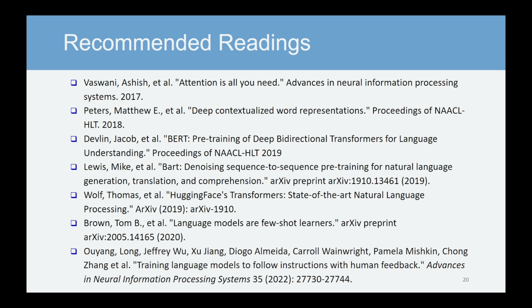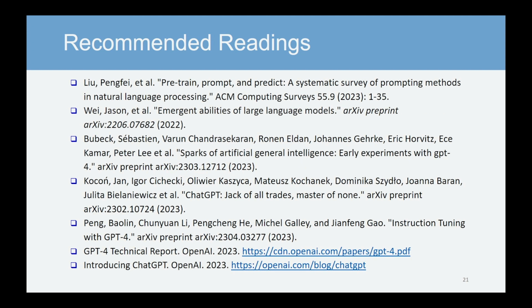The first one is "Attention Is All You Need" about the transformer. And then you can see ELMo, BERT, BART, Hugging Face, all these things. And "Language Models Are Few-Shot Learners" is the first time people thought about in-context learning. And then we have the instruction-following work. There's another more comprehensive survey about pre-training, prompt, and prediction, this new paradigm, and the emergent ability I mentioned, and also "Sparks of AGI".